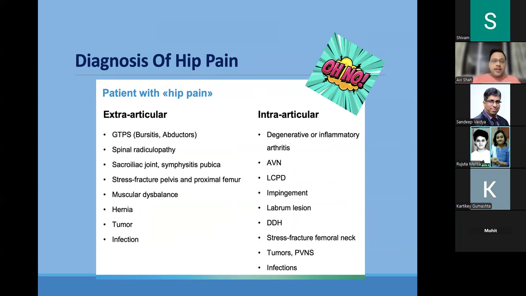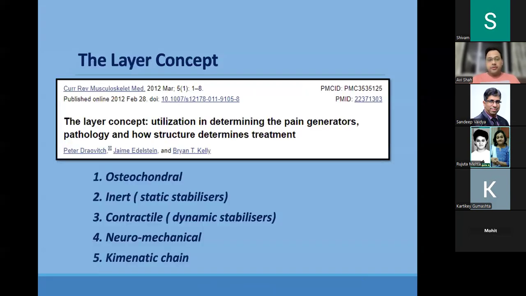These causes can be extra-articular or intra-articular. It can be because of the muscles, the nerves, and so many structures around the hip. Anything can cause hip pain. So we need to be very, very careful, examine these individuals very carefully, and then using your clinical acumen and radiological imaging, come to the right diagnosis so that we can plan adequate treatment for these individuals.